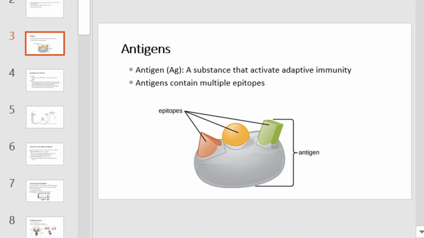We begin today with an antigen. An antigen is a surface marker of a cell, a substance that can activate adaptive immunity. Antigens contain multiple epitopes.